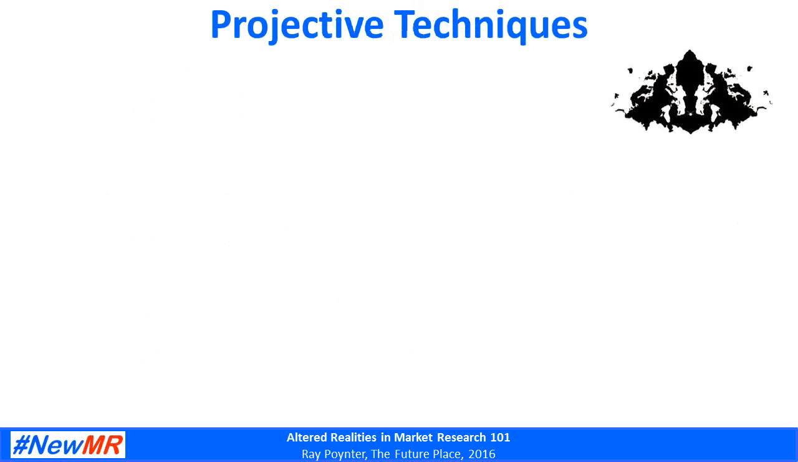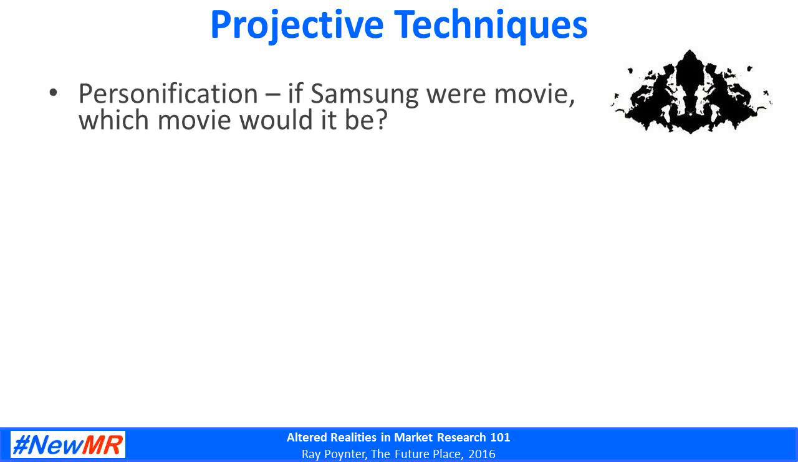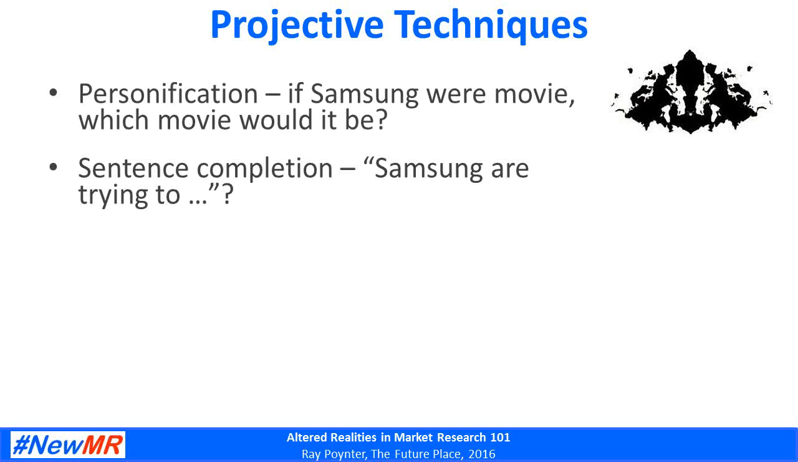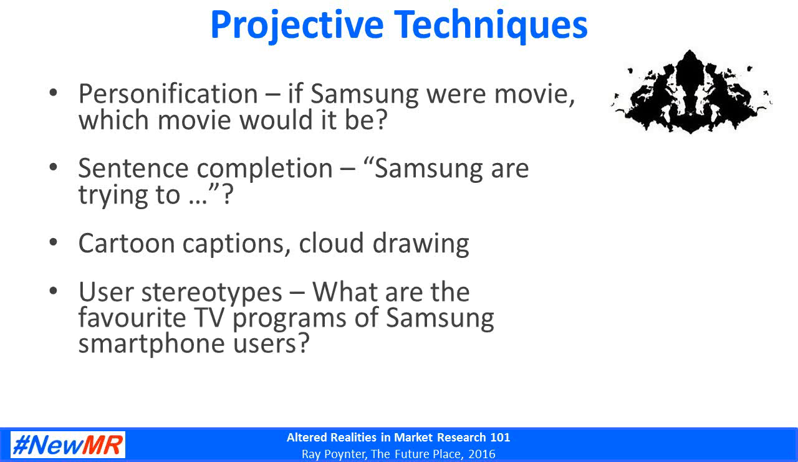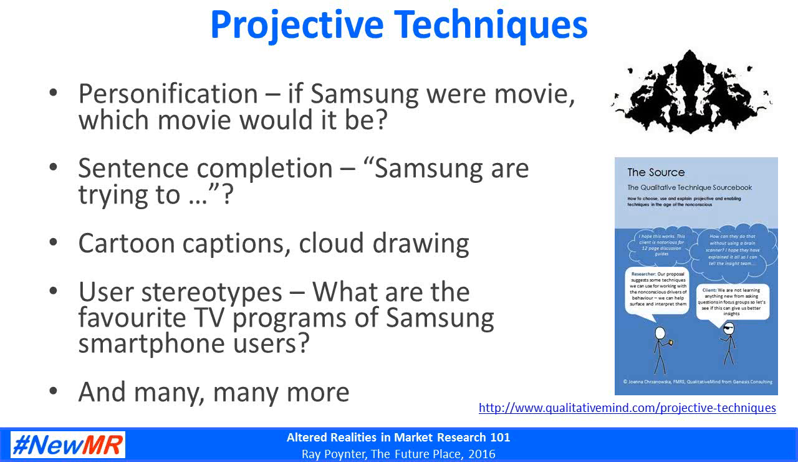Projective techniques. These have been around 30, 40, 50 years. This is the Rorschach test. All of those projective things. If Samsung were a movie, which movie would it be? Sentence completion. Samsung are trying to... Cartoons, captions, cloud drawing, user stereotypes. What were the favorite TV programs of Samsung smartphone users? Trying to stop the rational questions, the rational answers coming through.